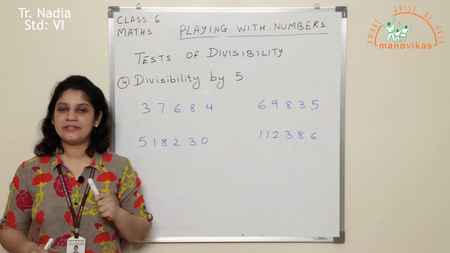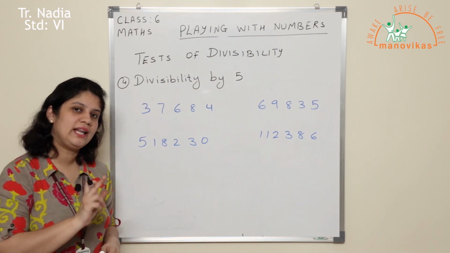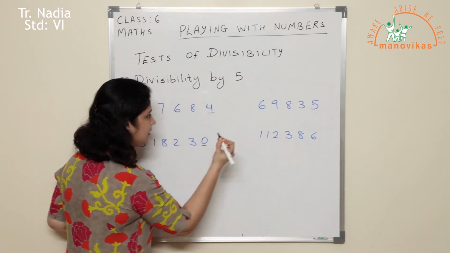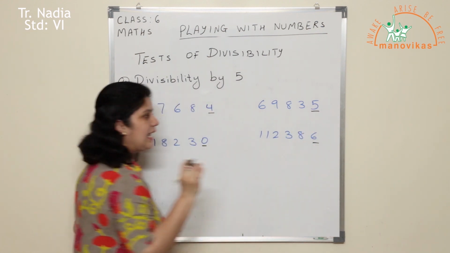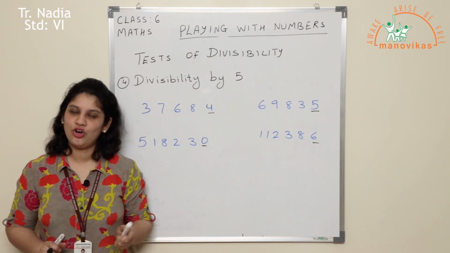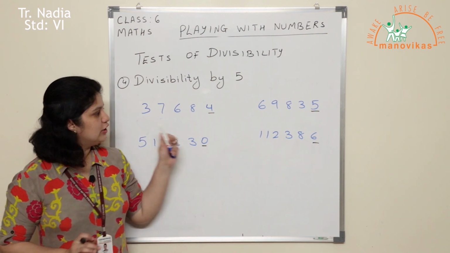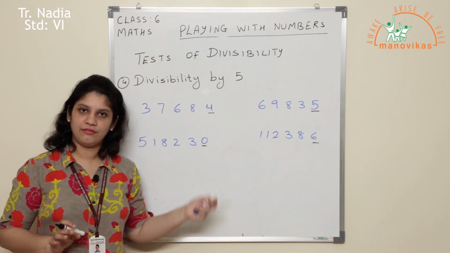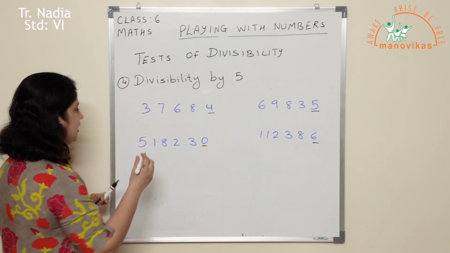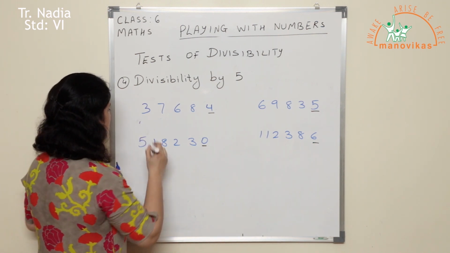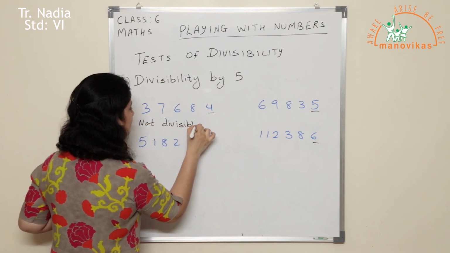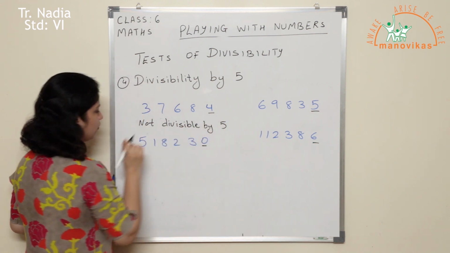Now, when you all are checking divisibility by 5, you all have to focus only on the last digit. So, with a pencil, you all underline the last digit. Now, for any number to be divisible by 5, it has to either end with a 0 or end with a 5. So, let us see which numbers end with a 0, 5 or no. Now the first number ends with a 4. So I will say this is not divisible by 5.